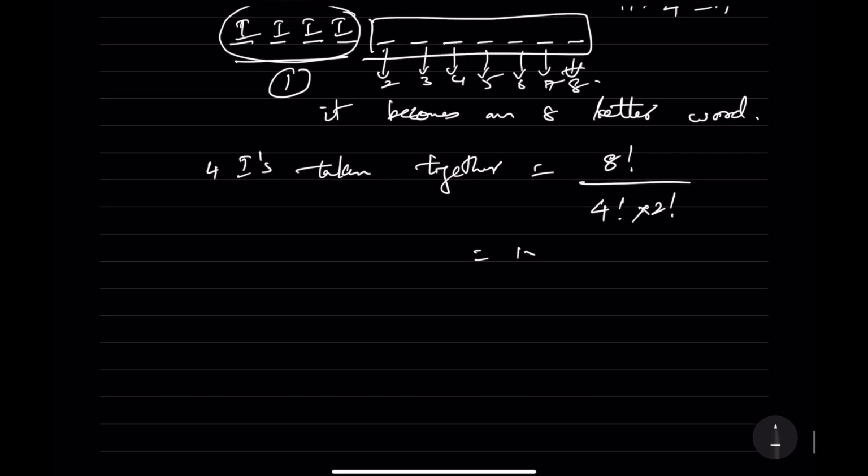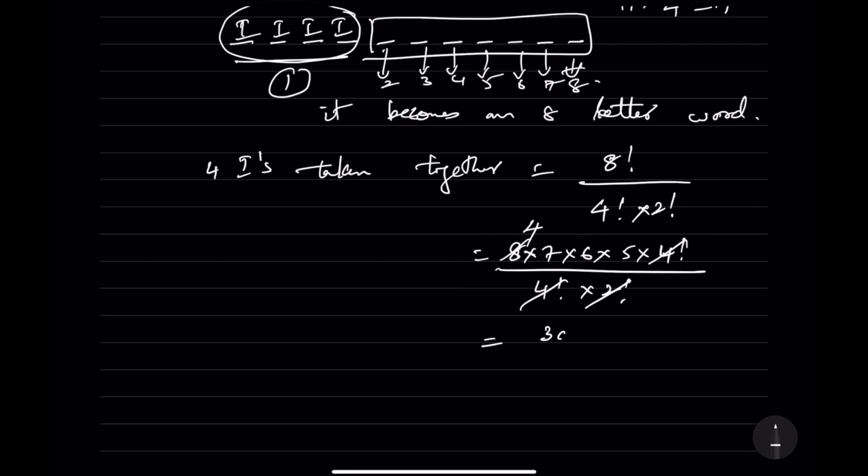Which is equal to 8 into 7 into 6 into 5 into 4 factorial divided by 4 factorial into 2 factorial. The 4 factorials cancel. So this is 1 into 2, so 2 4s are 8, 7 5s are 35, 6 5s are 30, into 7 4s are 28, which is equal to 840.